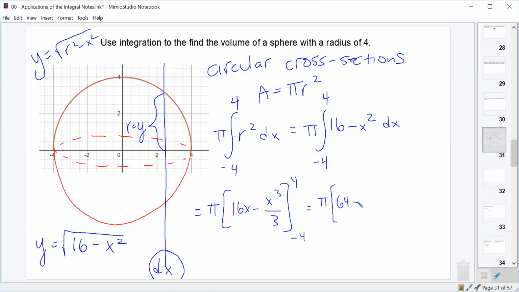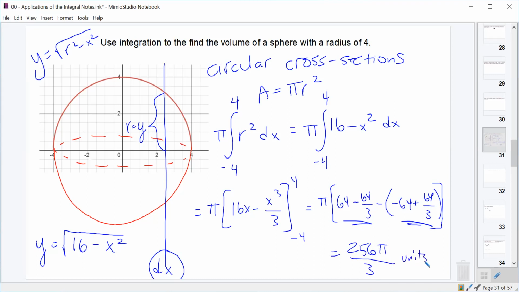We end up with 64 minus 64 thirds minus -64 plus 64 thirds. And 64 minus 64 thirds is 128 thirds. So this is 128 thirds minus -128 thirds, which would be 256 thirds. When we multiply that by pi, we get 256 pi over 3 units cubed. And we can see that if we've gone in and used the formula for the volume of a sphere, where volume is 4/3 pi r cubed, we would have gotten this exact same value.